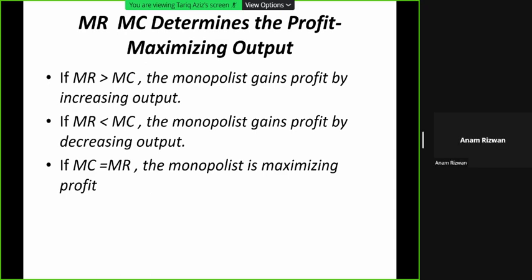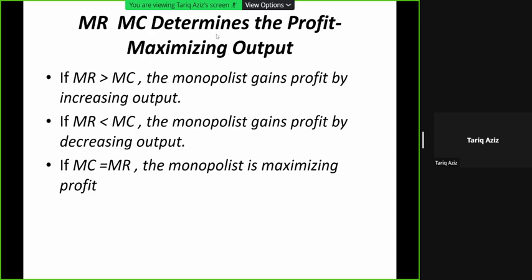So what does it mean when we say that the monopolist gains profit by decreasing output? And in the first case, when the marginal revenue is greater than marginal cost, we are saying the monopolist gains profit by increasing output. So in both ways, they are just playing with output, but they are earning profit in any way, right?